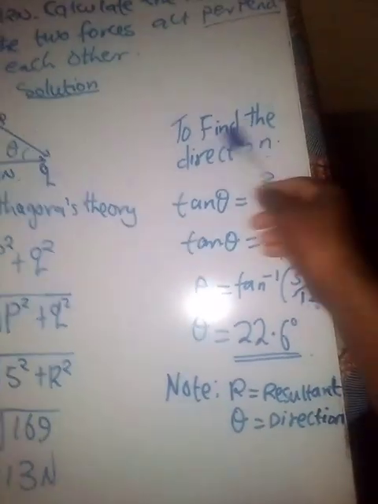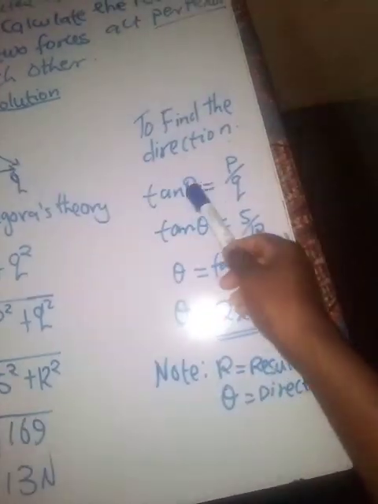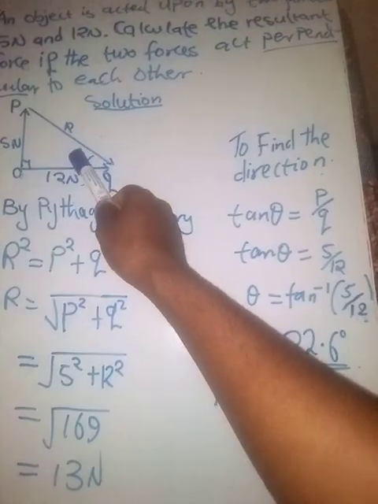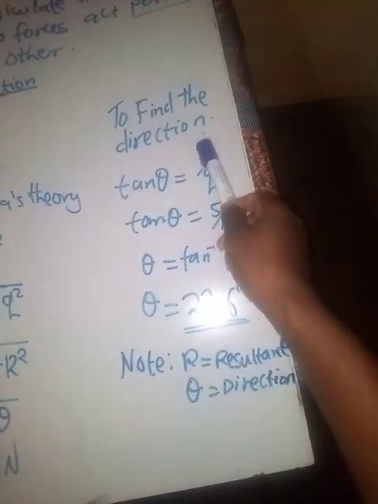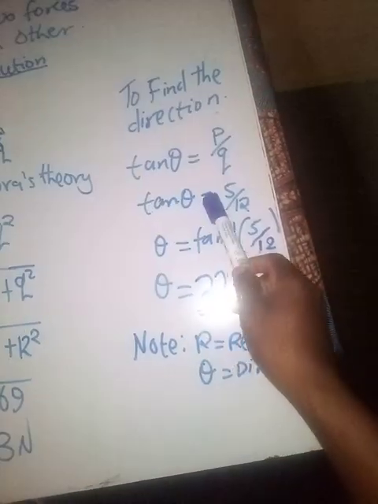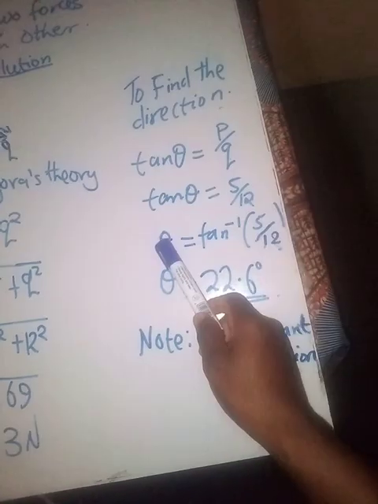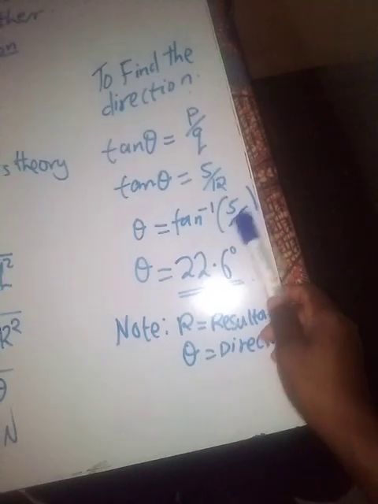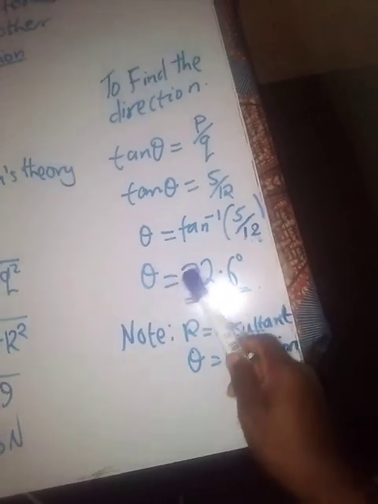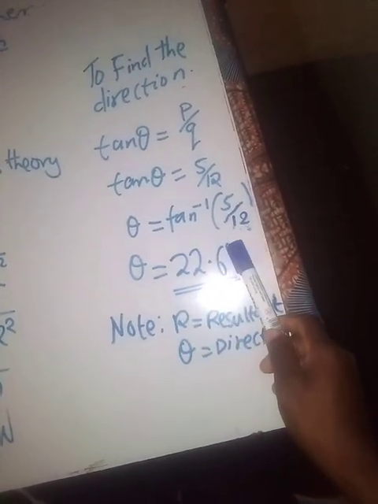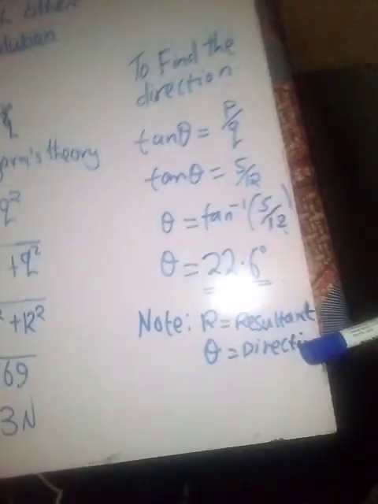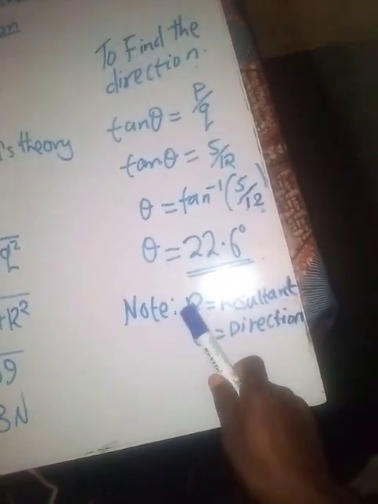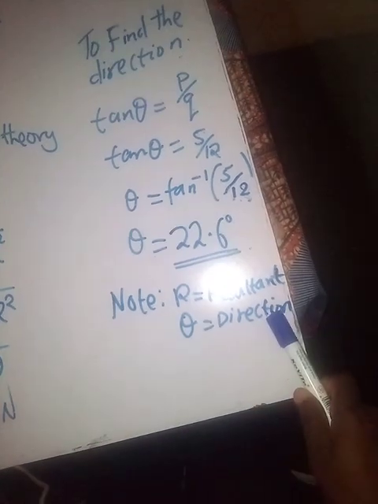How do you obtain the direction? To find the direction, we say tan theta equals opposite over adjacent, and opposite is P and adjacent is Q. That is why we have tan theta equals P over Q. So tan theta equals 5 over 12, and theta equals tan inverse of 5 over 12, and theta gives 22.6 degrees. So this is the direction of the resultant force. But note that r equals the resultant and theta equals the direction.